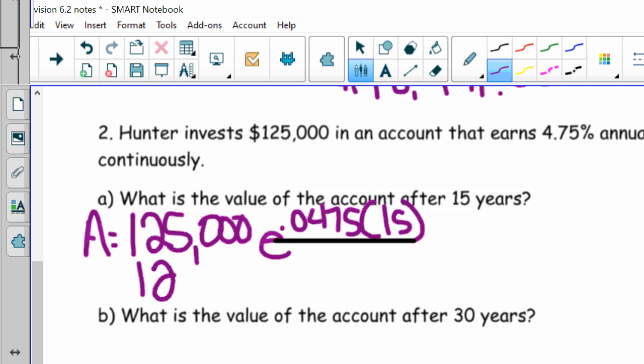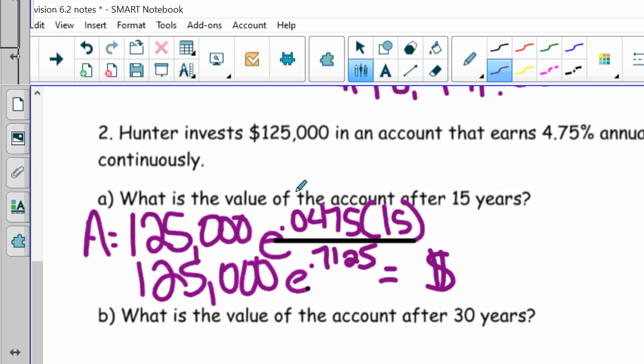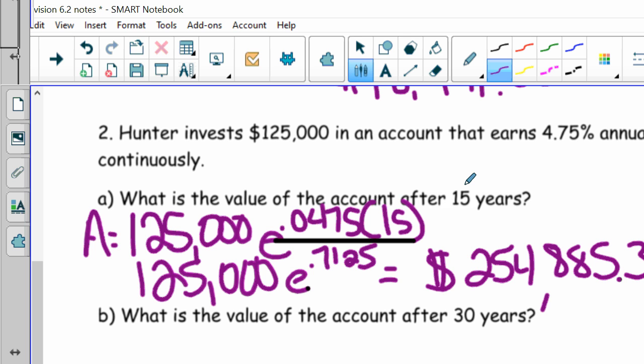So this is really 125,000 times e to the... if you multiply 0.0475 times 15, you get 0.7125. Put that in our calculator, and we get $254,885.32. Pretty nice investment there, isn't that?